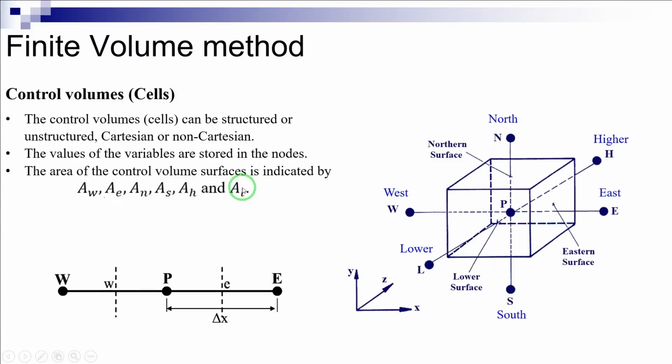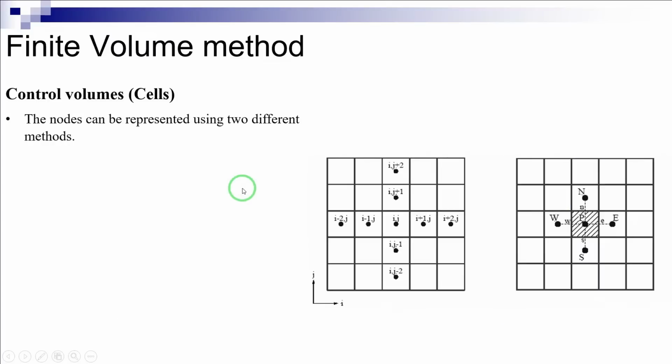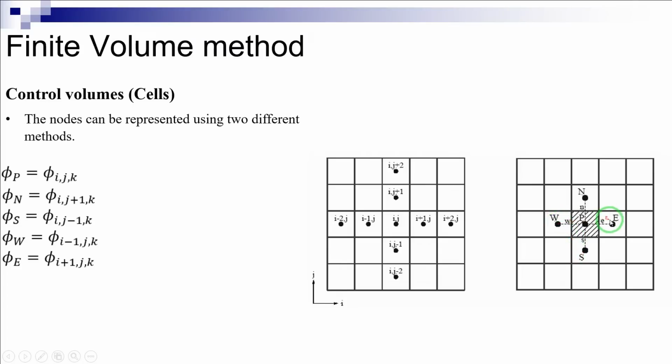In structured grids, we can use I, J, and K as subscripts to identify the nodes as shown here in this figure. Based on this figure, the nodes can be represented using two different methods. Accordingly, the value of phi at cell P on the right-hand side grid is equal to the value of phi at the cell IJ on the left-hand side grid. Additionally, for the values of phi at the northern, southern, western, and eastern cells, we have these relationships.